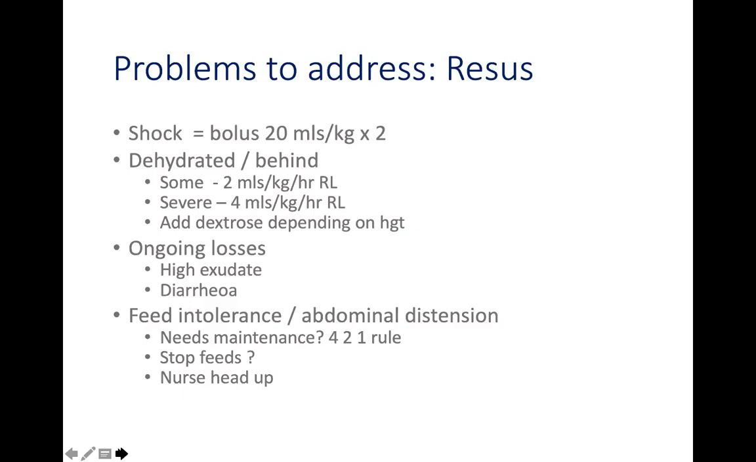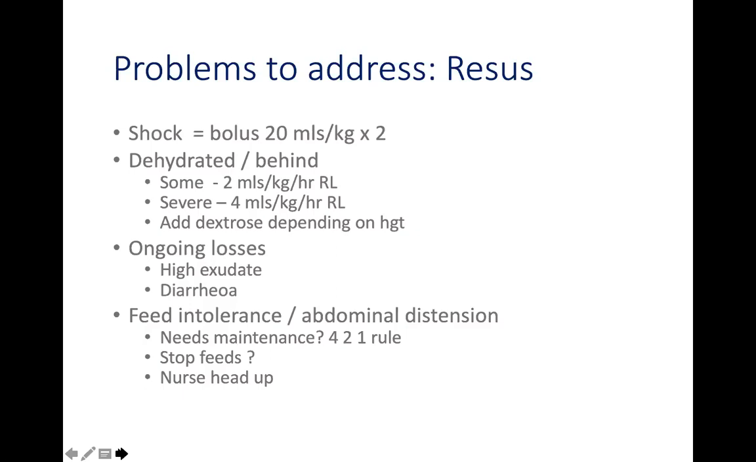Then the last question about fluids and resus, you need to ask, do we have feed intolerance? That kitty with a grossly distended abdomen, that nasogastric tube needs to be on free drainage and feeds need to be stopped. So then we definitely need to give maintenance on top of that severe dehydration regime of 4 mils per kg per hour of Ringer's lactate. How do we work out maintenance?